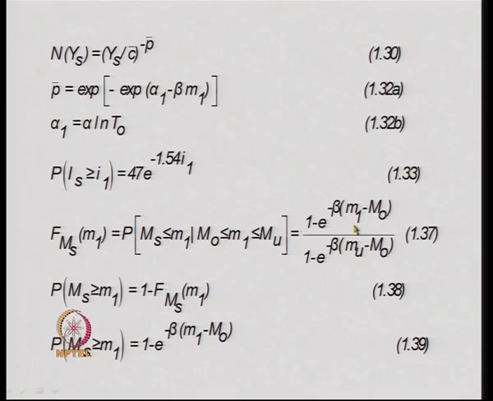So, that way we have many such empirical equations which talk of the probability of occurrence or probability of exceedance of a certain level of the earthquake parameters in a particular region, and they are called the seismic risk for the region.